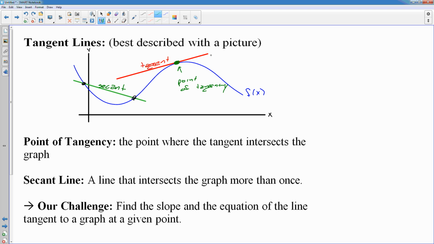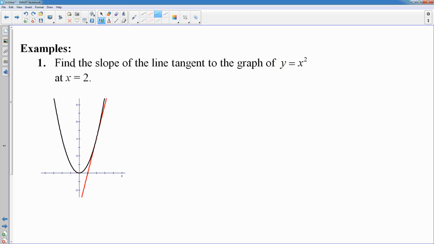All right, so that's what a tangent is. And what we're going to try to do is find a way to get the exact slope of the tangent line. That's going to be our main challenge right here, and that's one of the first things you learn in calculus. And then you just use it over and over again, pretty much the whole year.